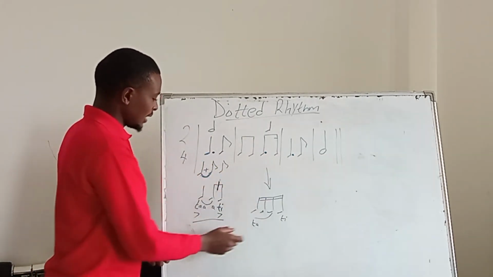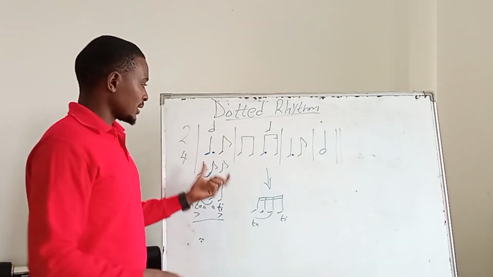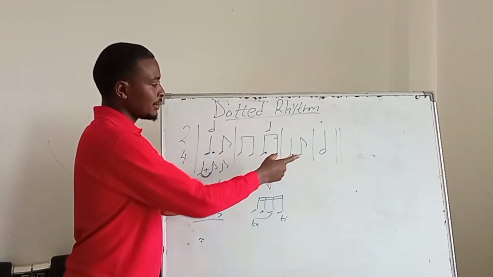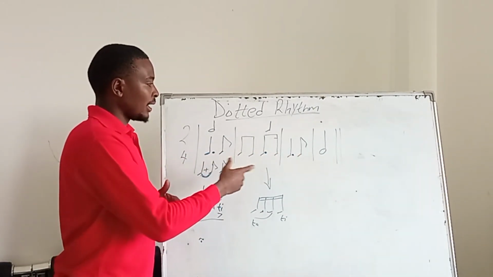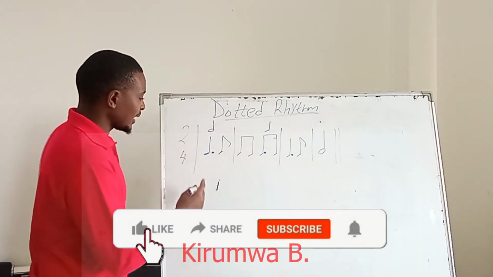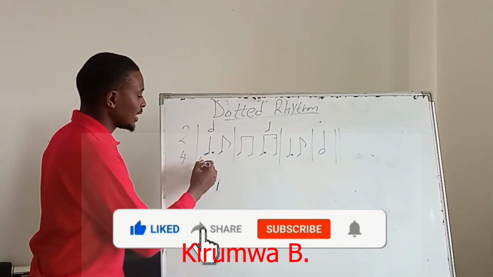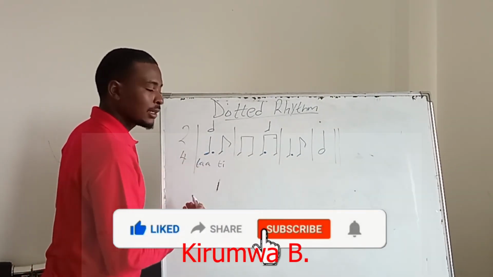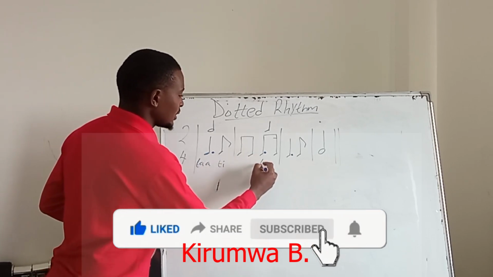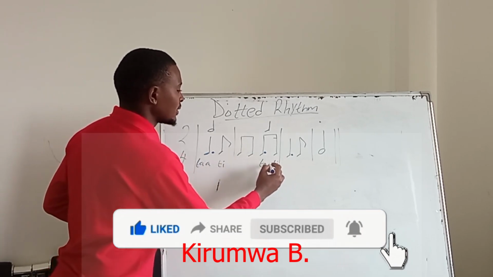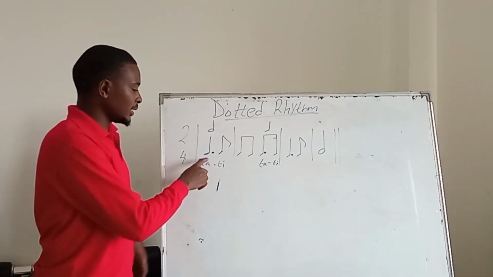Having learned of this and this, now it's our time to grab the whole rhythm line. Just a reminder, grab this as T and this as T. So let us try.